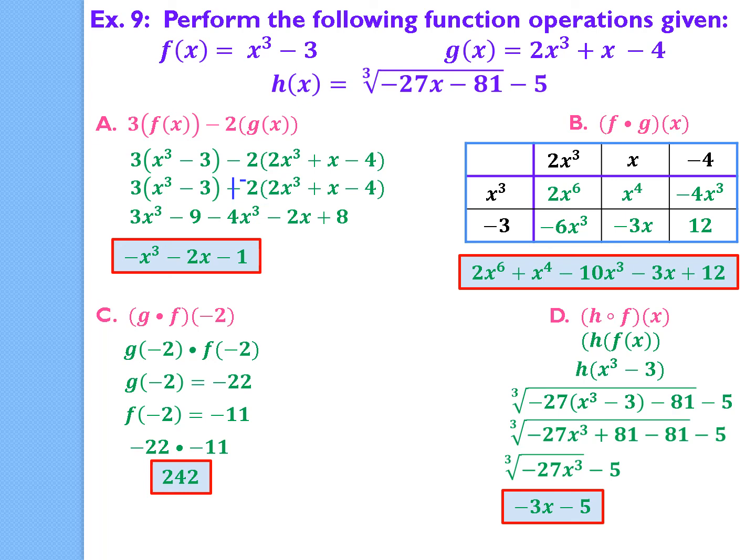So I distribute my −27. I come up with −27x³ + 81, but I also have minus 81, so that goes away. And I'm left with the cube root of −27x³ minus 5. And the cube root of −27x³ is −3x. So −3x − 5 is as far as I can go with that.